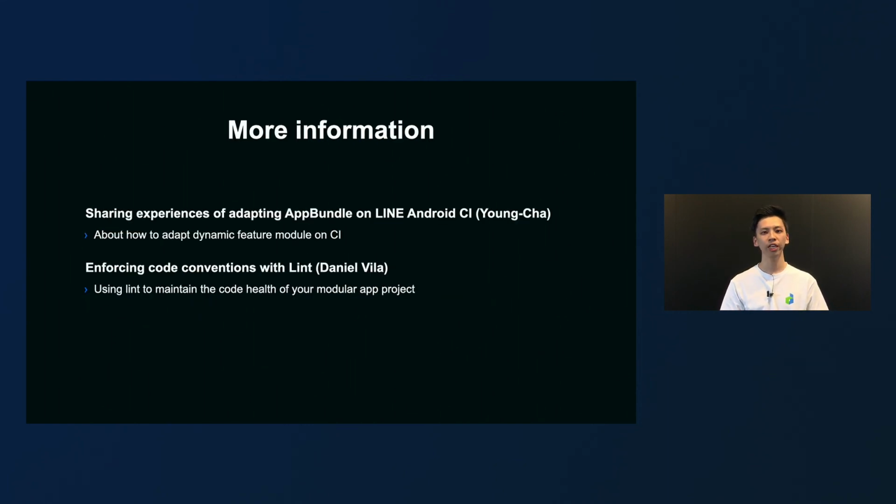So that's the end of today's talk, but there are two more talks from LINE Dev Day. They are also very useful when you apply dynamic feature modules in your project. The first one is sharing experience of adapting app bundle on LINE Android CI, which will talk about how we adapt the dynamic feature module on the CI. The second talk is enforcing code convention with lints, where he will talk about how we use lints to maintain the code health of your modular app project.